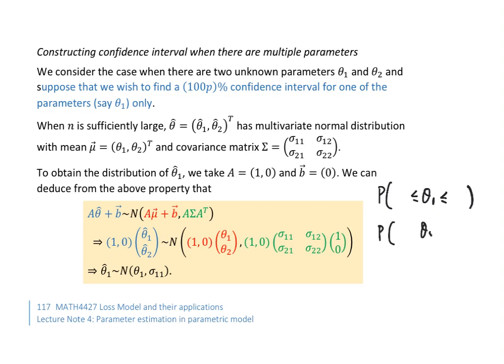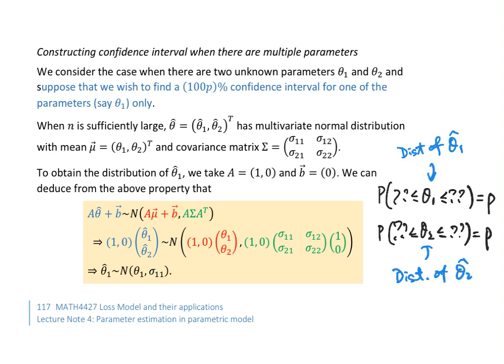Let's say you have two parameters, theta 1 and theta 2. Our question is, is it possible to find the 100p% confidence interval for theta 1 and theta 2 respectively? That is, find the range such that this prediction is true with probability p. To get the confidence interval, remember the first thing you have to do is get the distribution of your estimator, which is your MLE.